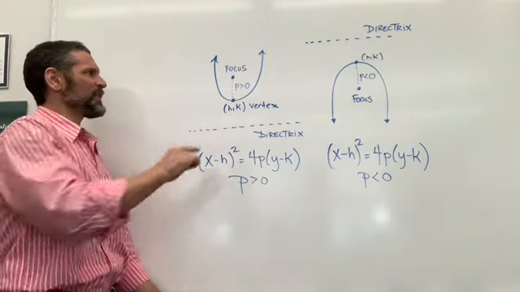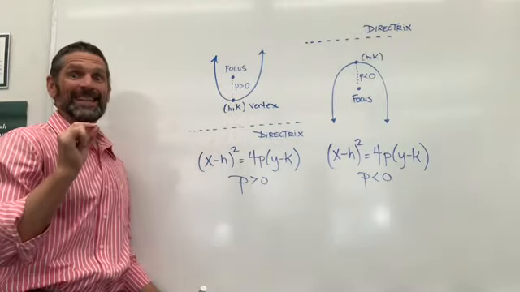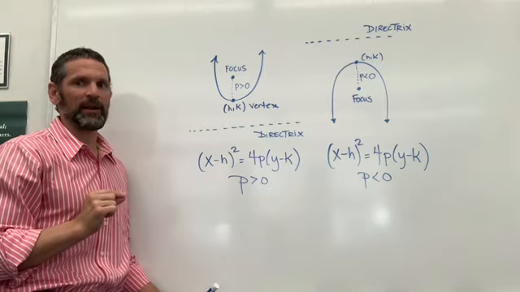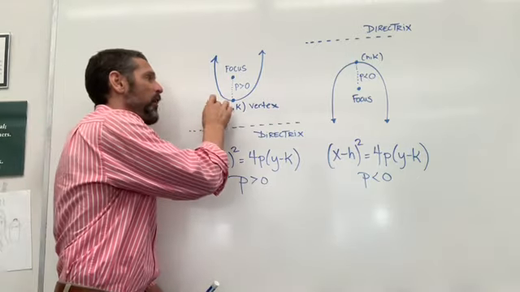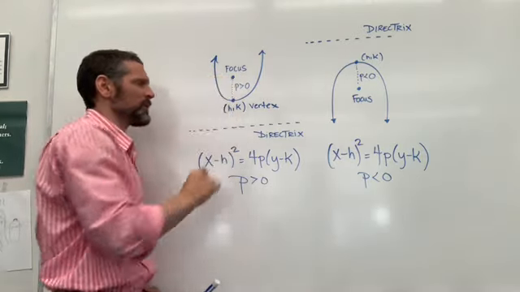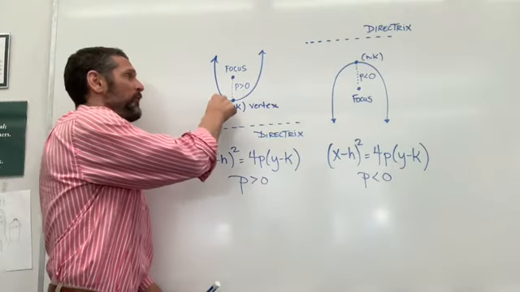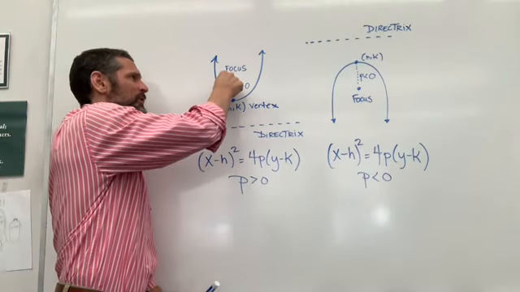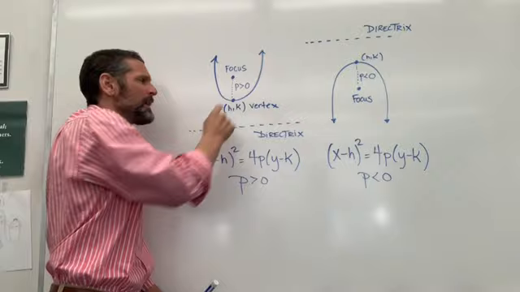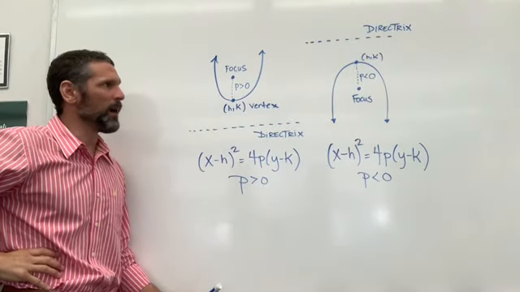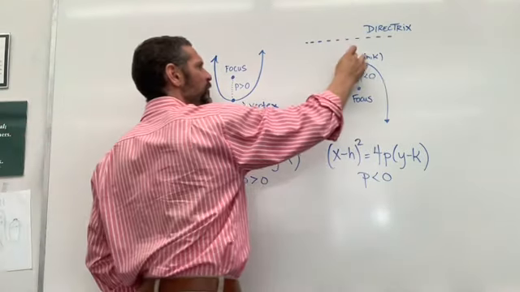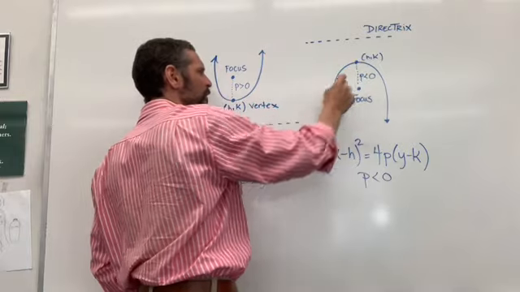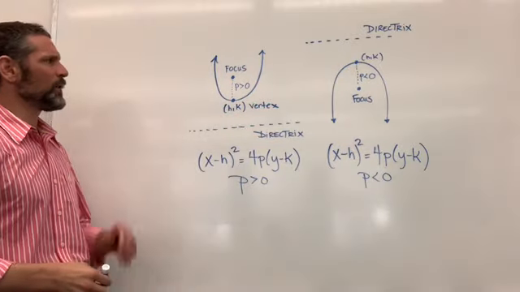The definition of p is that it is the directed distance. So directed means it comes from the vertex and goes to the focus. If we're going from vertex higher to focus, then p is greater than 0. p is positive. If we're going from vertex down to the focus, then p is negative.